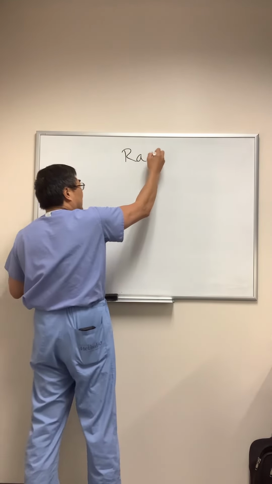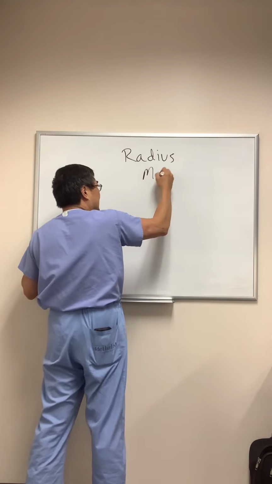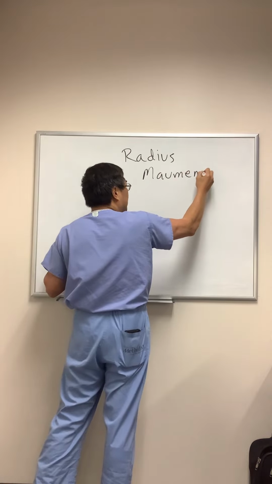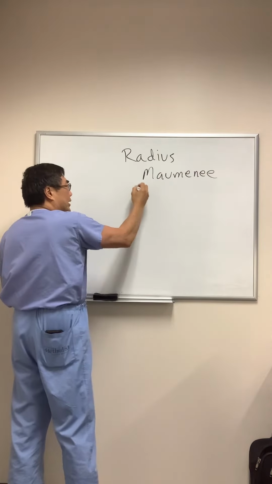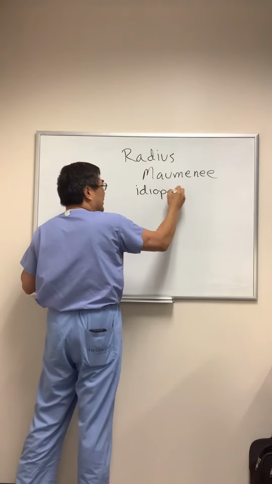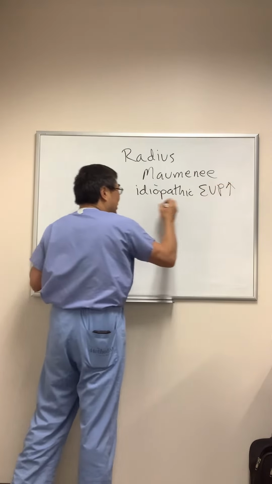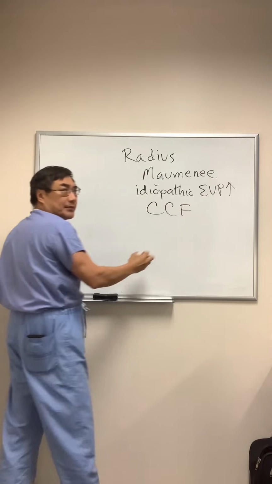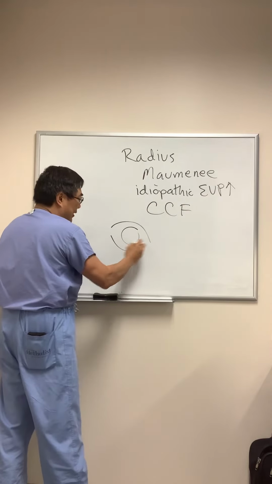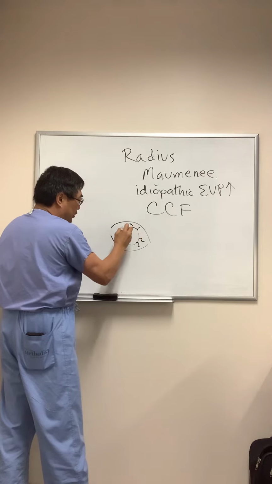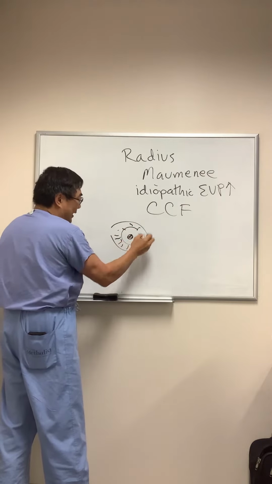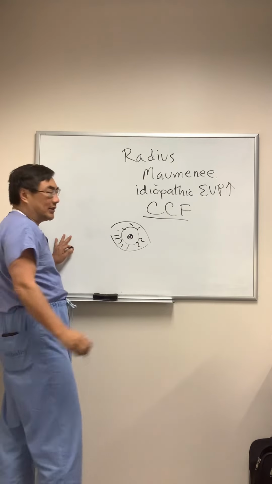So, I'm going to talk to you about Radius-Maumenee Syndrome. Radius-Maumenee is the eponym for idiopathic episcleral venous pressure engorgement, and it can look like a carotid cavernous fistula. Basically, they have the typical corkscrew-type vessels, and it'll look like a carotid cavernous fistula.